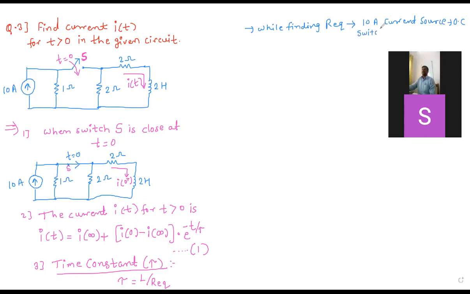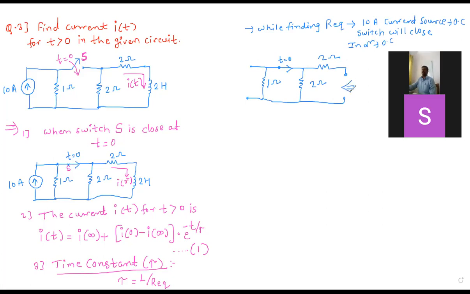Next, the switch will close, because you have to consider the new position. And third, the inductor you have to keep open circuit. So according to that, you have to do everything. So this resistor I will keep 1 ohm. This switch you have to show closing. Next, this resistor is 2 ohm, this resistor is 2 ohm, and the inductor you have to make open, through which you have to find the R equivalent.